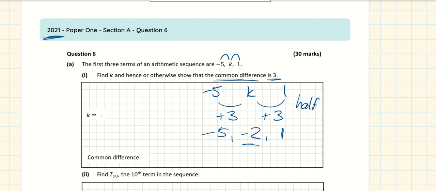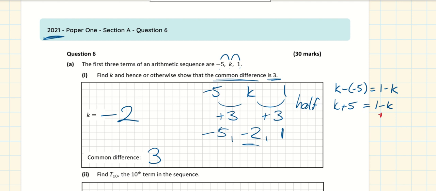So you've shown that k is minus 2, and the common difference is 3. Okay, the other way that you could solve that, which would be more work, but maybe is the more proper way to do it, you'd have k minus minus 5 is equal to 1 minus k. Okay, so remember, the terms minus from each other are equal. So k plus 5 equals 1 minus k.